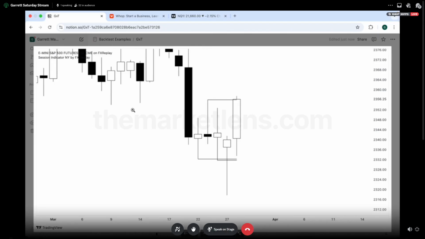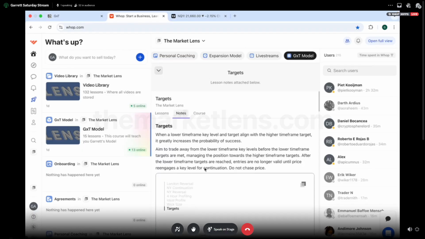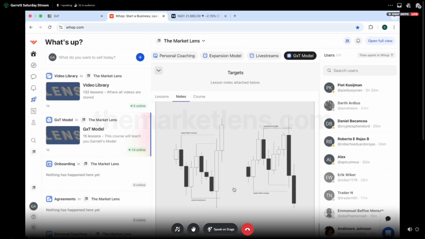Moving on here. This is the daily chart, right? Previous day runs out this range low. We're trading to the range high. This is under targets, right? We run out a range low, we target the range high. Simple as that.